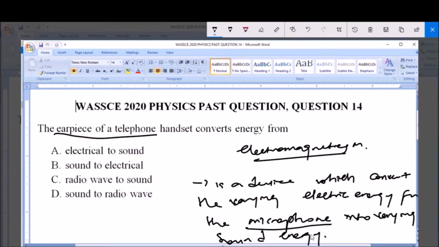So when you speak to a microphone, this sound energy will be picked up by the microphone and then converted to electrical energy. Now, this electrical energy from the microphone will be sent to the telephone earpiece, which then converts this electrical energy into sound energy that enables us to hear the sounds or the vibrations. So the answer to this question is option A, electrical energy to sound energy.